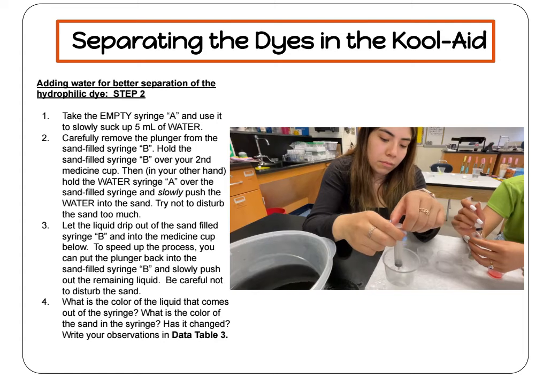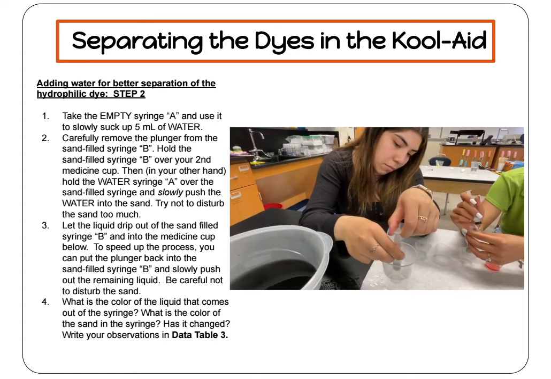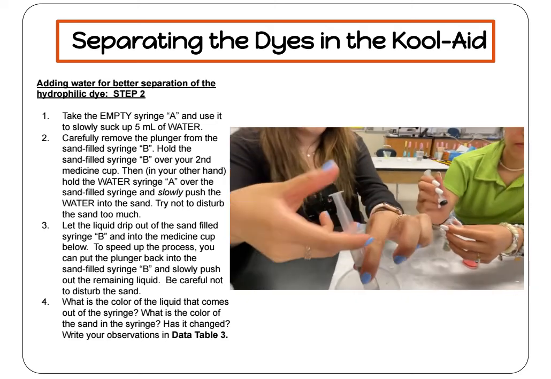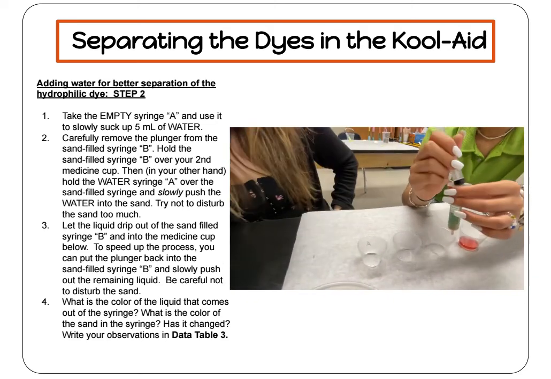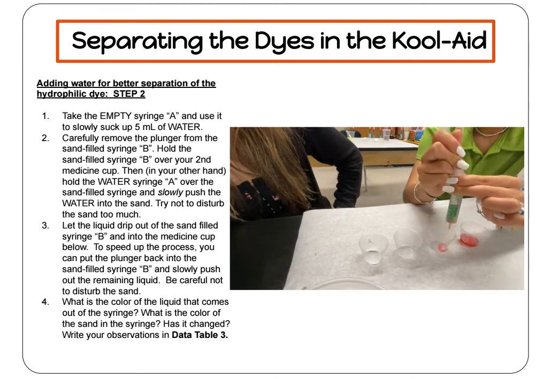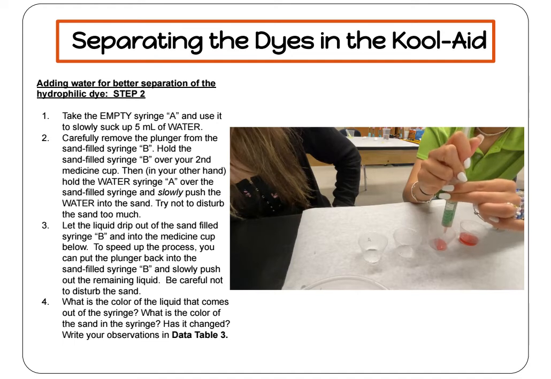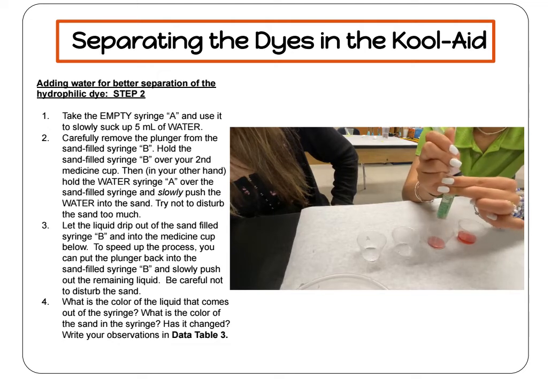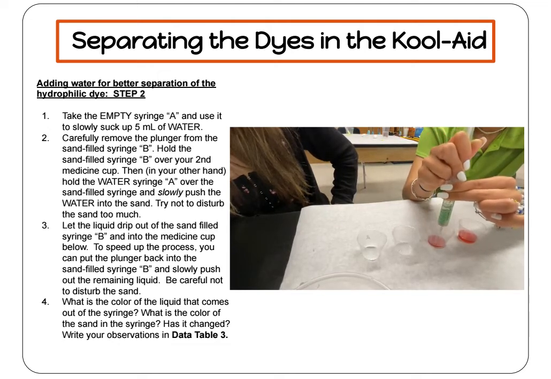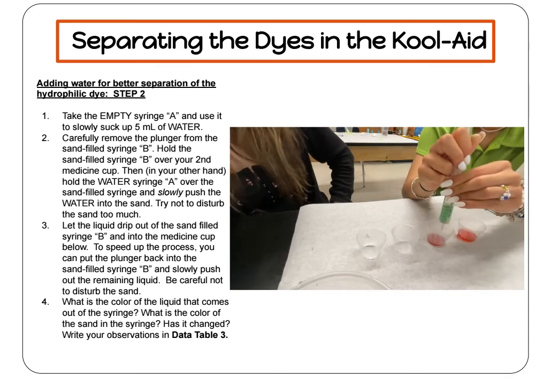Step 2 of this experiment is very similar to Step 1, except instead of Kool-Aid, you're going to use water. So take your empty syringe A and use it to slowly suck up 5 milliliters of water. Then carefully remove the plunger from syringe B or your column and hold it over your second medicine cup. Then slowly push the water into the sand. Try not to disturb the sand too much. You can let the water drip out of syringe B, or you can use your plunger to help it along and speed up the process.